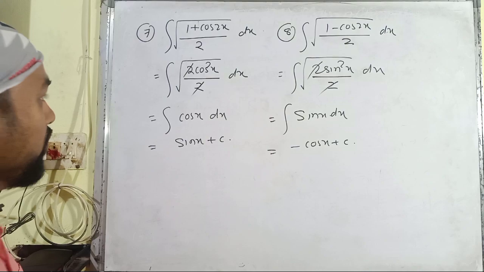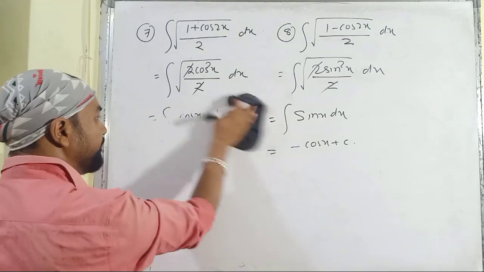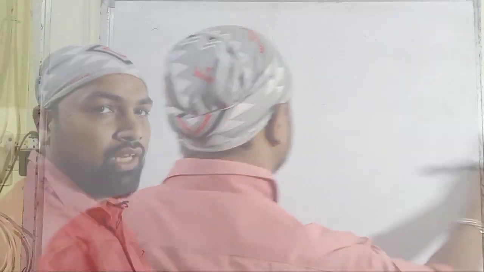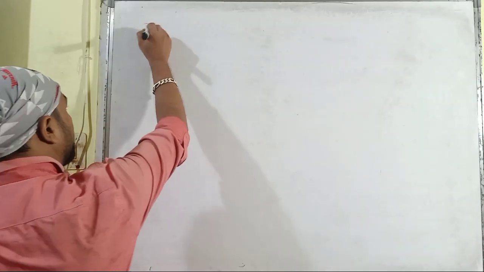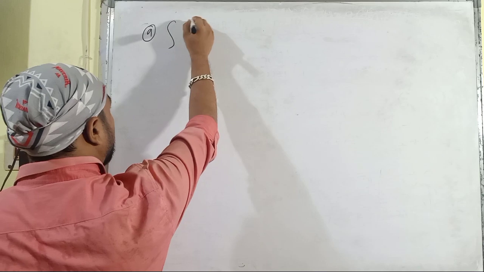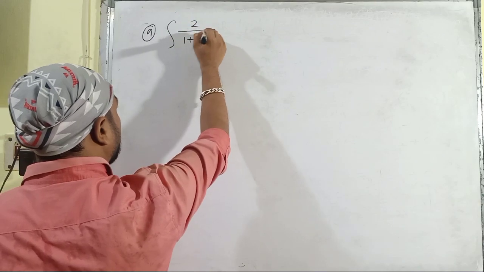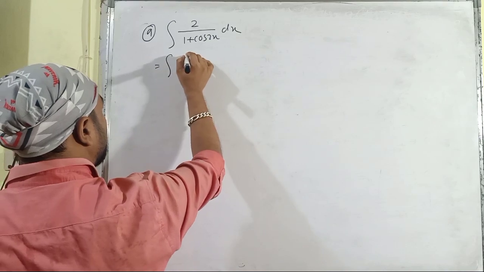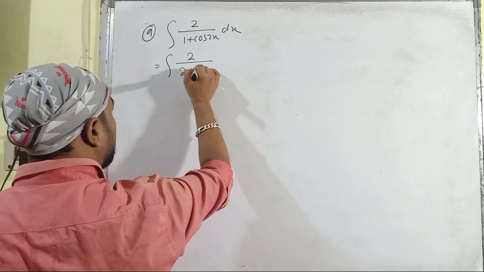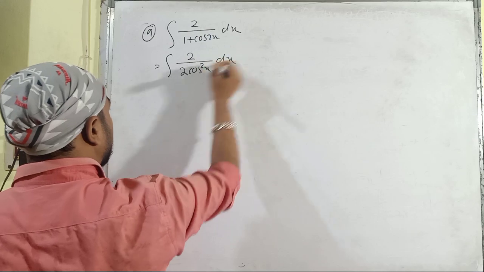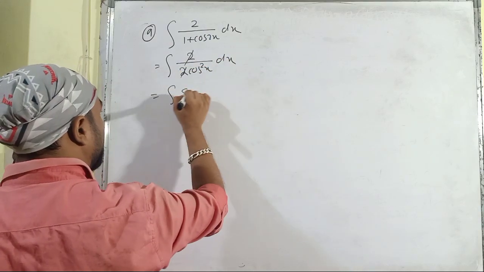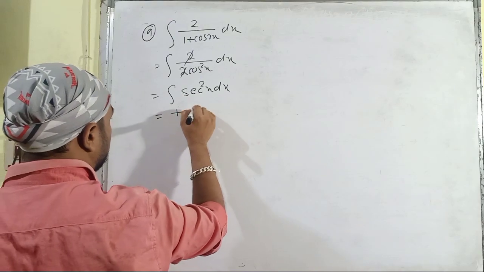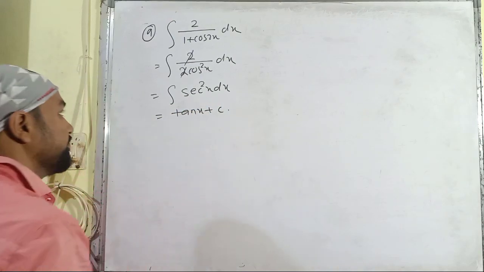Then moving to problem number 9, integral of 2 divided by 1 plus cos 2x dx. Then it is 2 divided by 2 cos square x dx. Then it will be the integral of sec square x dx. Integral of sec square x is tan x plus c.